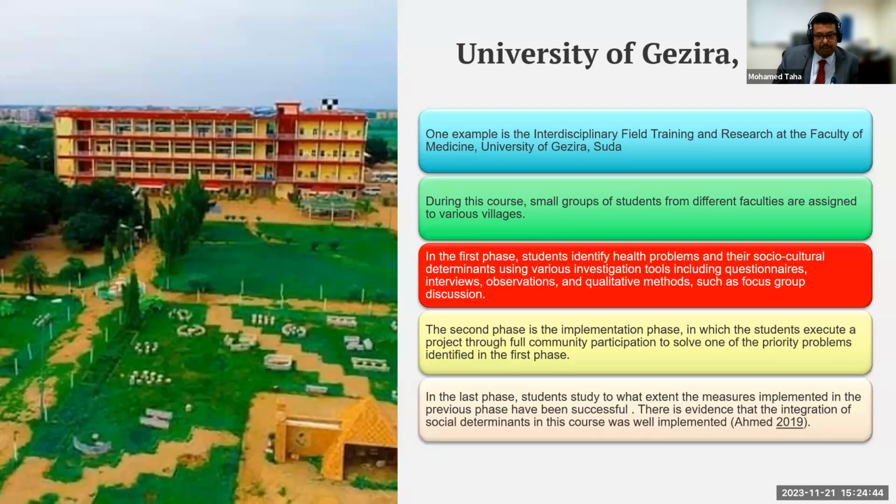In the first phase, the students identify health problems and interact with colleagues from the College of Agriculture, the College of Business Administration, engineering, and so on, to identify the problems and their social and cultural determinants using various investigation tools, including questionnaires, interviews, observations, and qualitative methods such as focus group discussion.